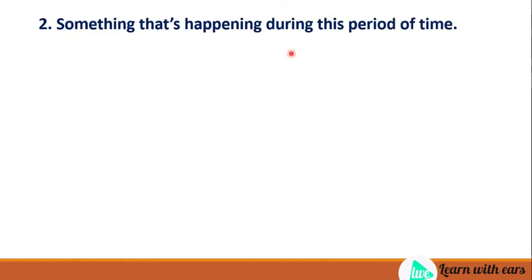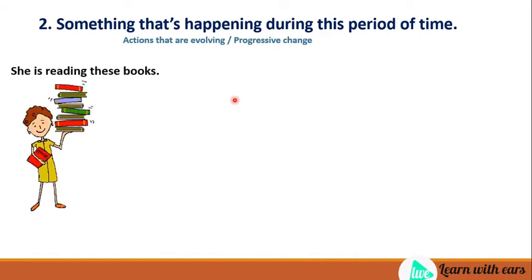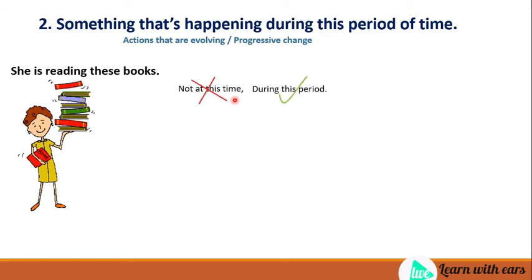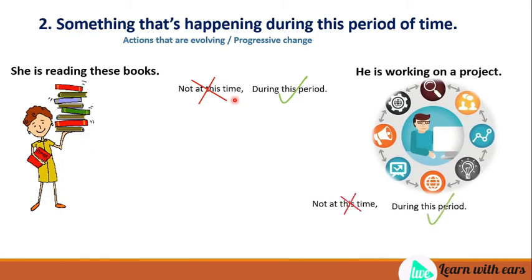Now let's see the second use. Something that's happening during this period of time. Okay, actions that are evolving or progressive change. For example, she's reading these books. Okay, but not at this time. She is reading during this period. Now let's see the next example. He's working on a project. Okay, but not at this time. He's working during this period.